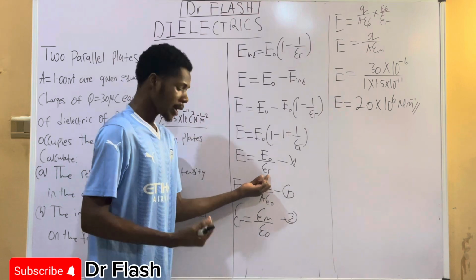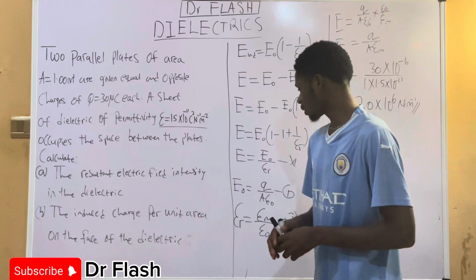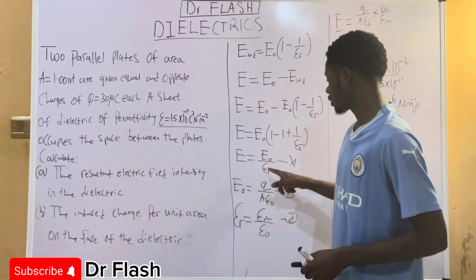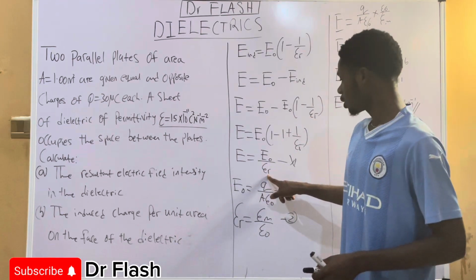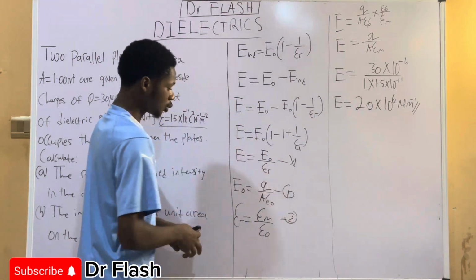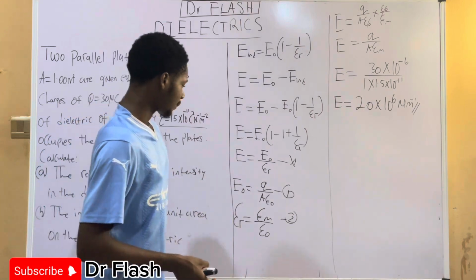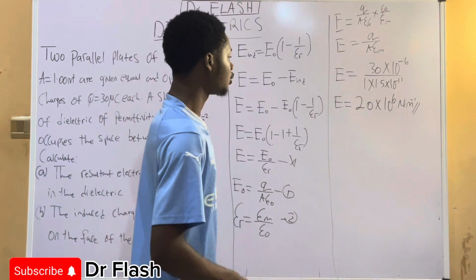I said when the dielectric is put into the capacitor, what happens is that the value of E tends to decrease. Okay, it tends to decrease by this value. So these are other things that you should take note of. Then we just have to substitute for epsilon r, of which we know epsilon r is this one divided by permittivity of free space. That is what we're going to get. So that is the value for E.